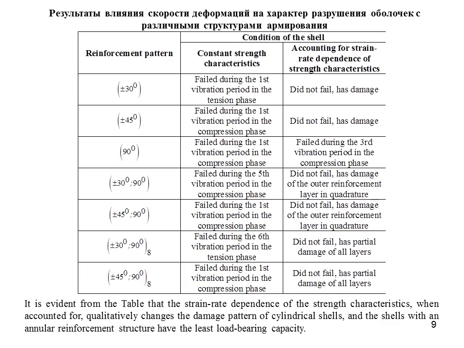The table presents the results of the strain rate effect on the damage pattern of shells with different reinforcement schemes. It is evident from the table that the strain rate dependence of the strain characteristics, when accounted for, qualitatively changes the damage pattern of cylindrical shells, and the shells with an annular reinforcement structure have the least load-bearing capacity.